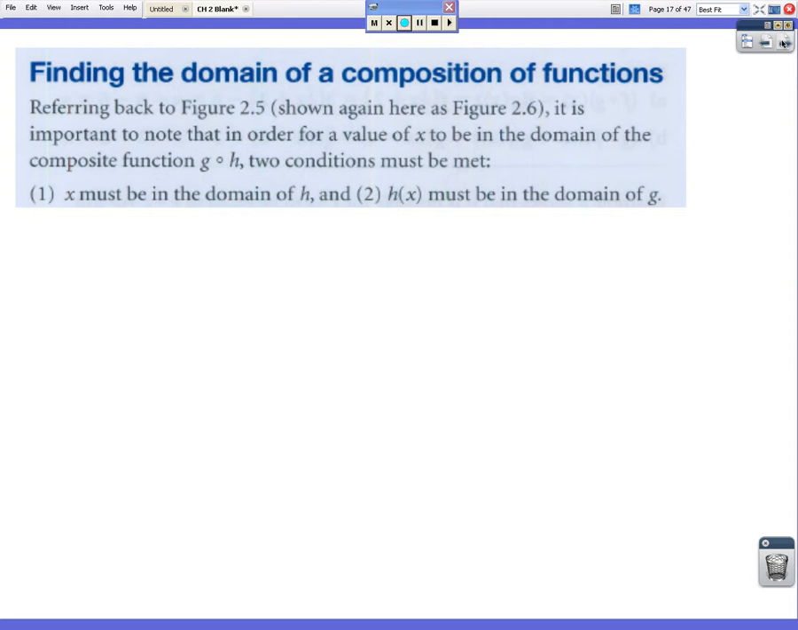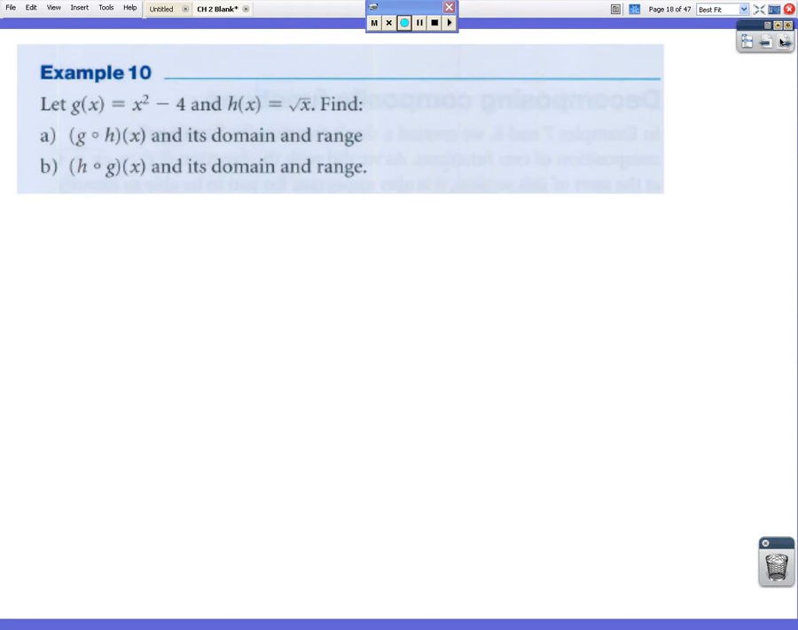Finding the domain of a composite function. You just want to make sure that x has to be in the domain of h, and then that h of x is in the domain of g. So if you go back to the picture that we had originally, I'm not going to draw it again, there's a twofold domain problem when you do composites. So let's look at g of x and h of x, which are given.